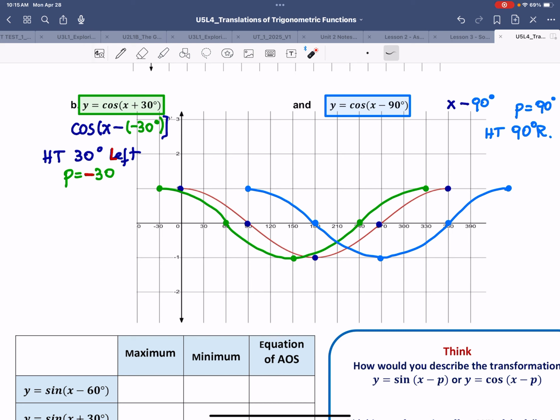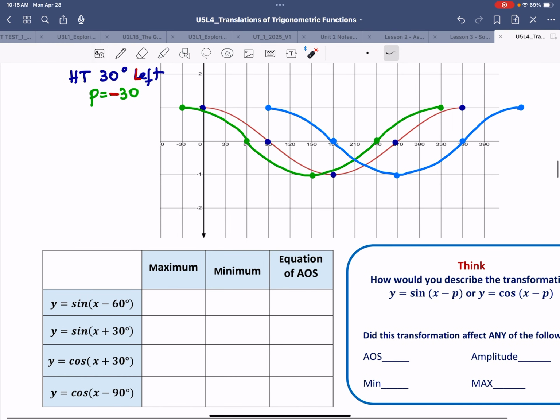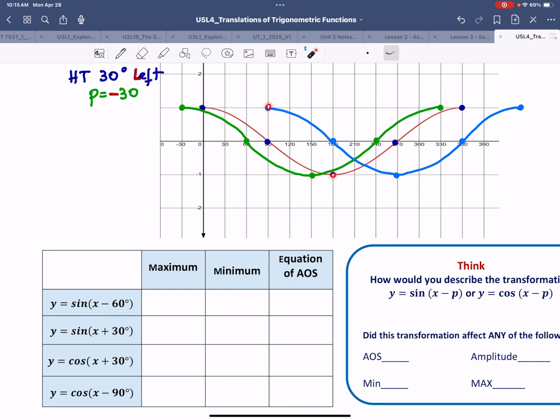As you can see, the translations do not change the shape of the graph. It's simply a whole translation of the entire function by the indicated number of units. Now, when you look at the max, min, and equation of axis of symmetry, you probably can see that the maximum and the minimum stayed the same as for the basic function.